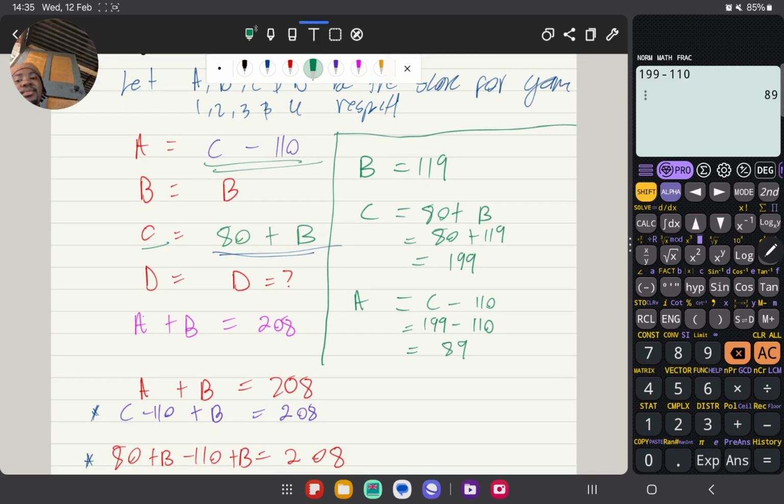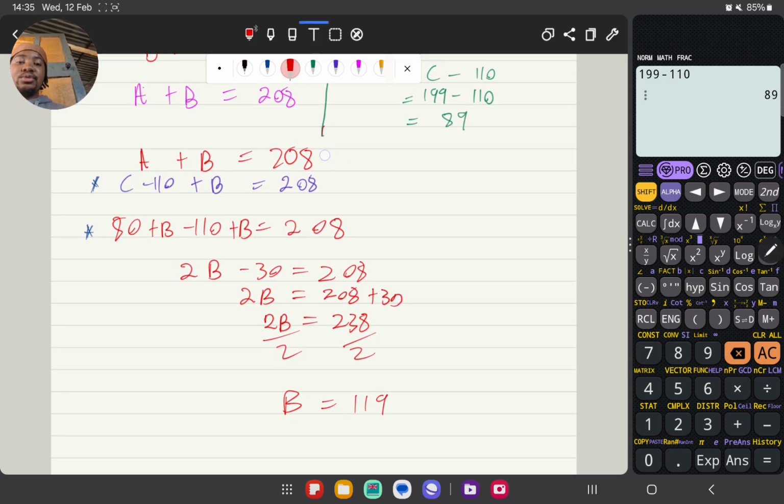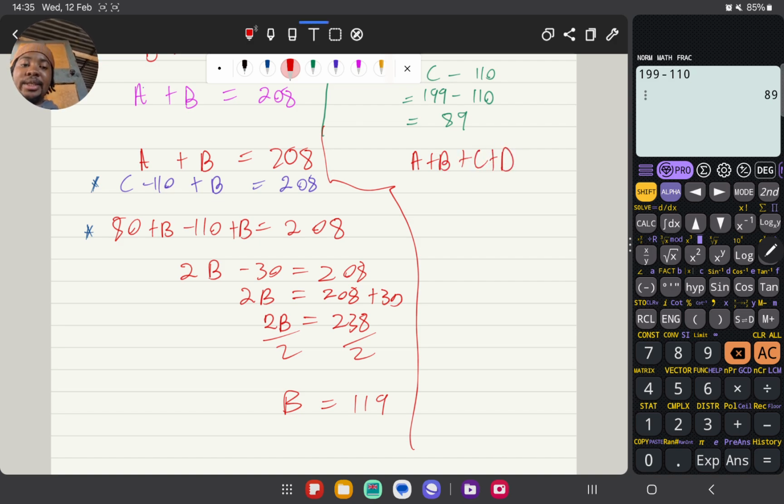So I have A, B, C, D. No, I don't have D. I'm joking. So now the last thing I will do is to say A plus B plus C plus D. All these are my scores. If I find the average of them, I have to get 146, I believe. Yes, 146. Now what do I do?